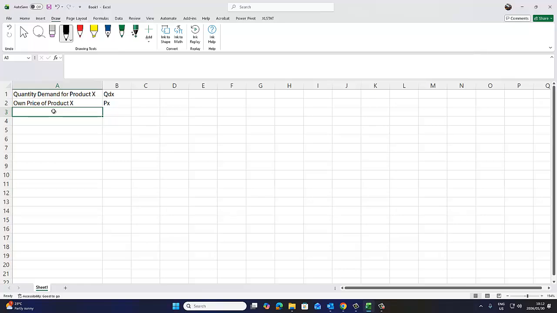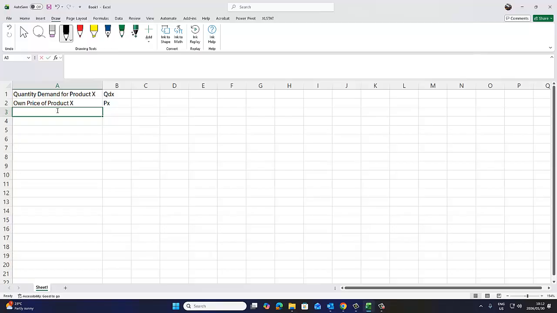What other factors? This is the only variable that causes a movement on the curve. Everything else causes a movement off the curve. That's quite important. So let's look at all those factors that influence demand, not quantity demand. The own price influences quantity demand. All the other factors influence demand, movement off the curve.